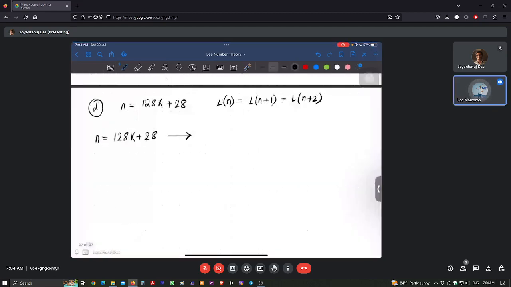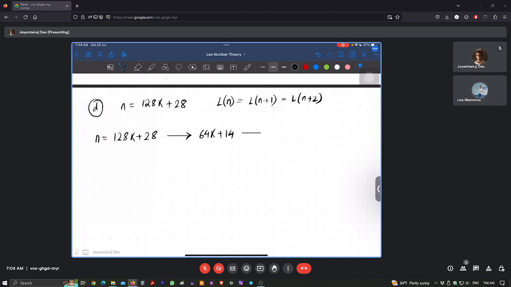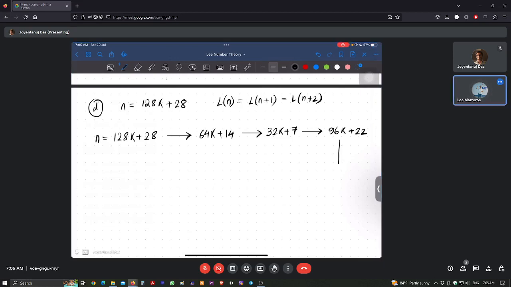That is even, so that would be 64k plus 14. Same thing, even: 32k plus 7. Now it is odd, so 3n plus 1. That would be 96k plus 22. Now it is even, so it is 48k plus 11.